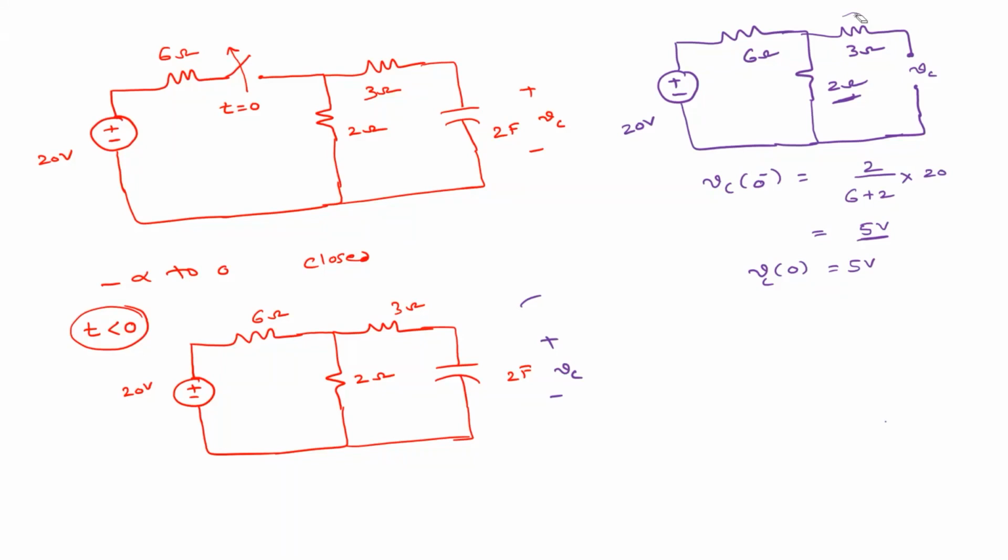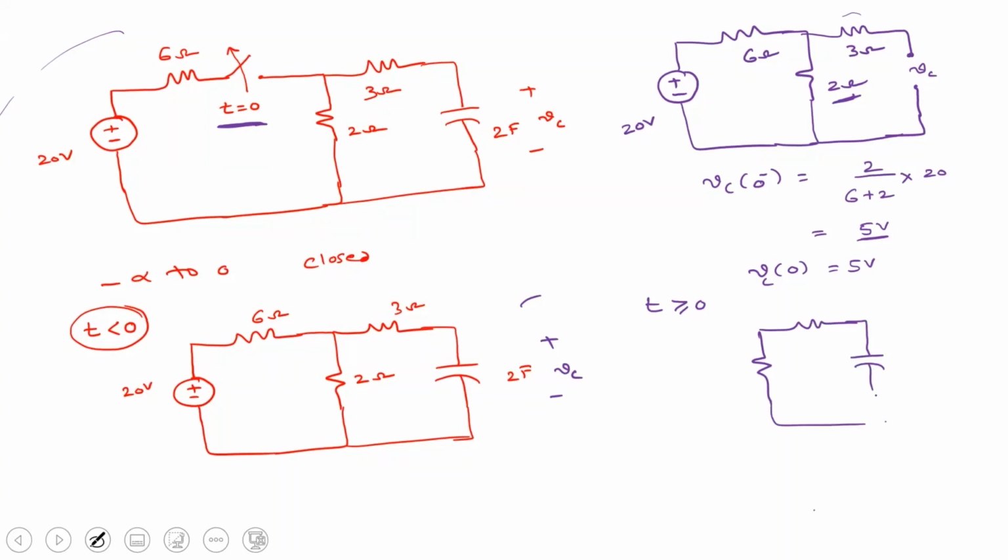So this is over. Now for t greater than or equal to 0, how does the circuit look? Now the switch is open, so how does it look? That means this entire thing is disconnected, right? Agree? This entire thing is disconnected. So now the circuit looks like this. So this is 2 ohm, 3 ohm, and this is 2 farad, and this is VC.